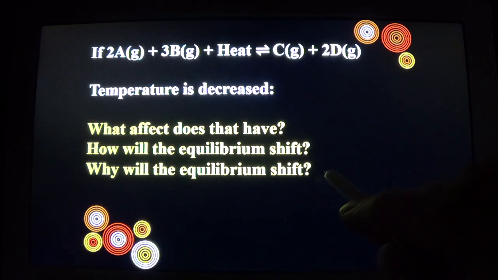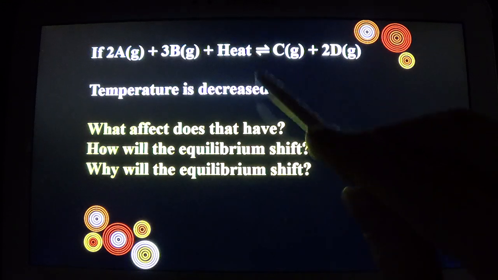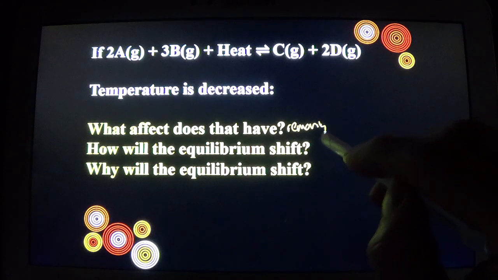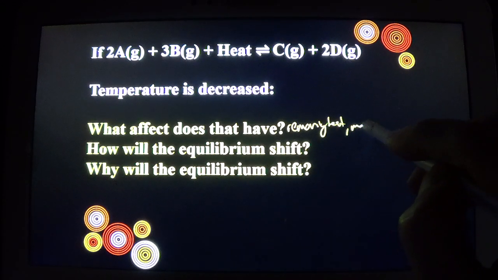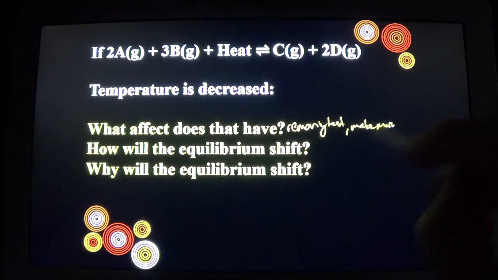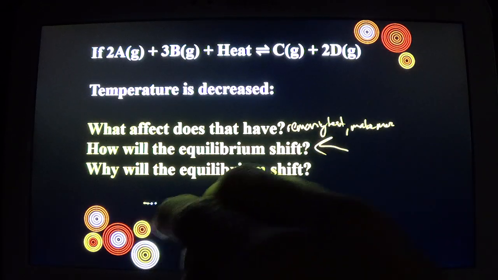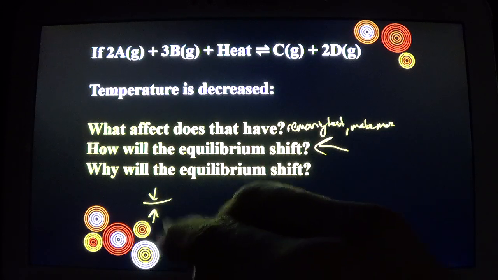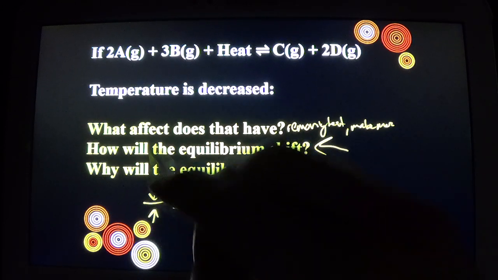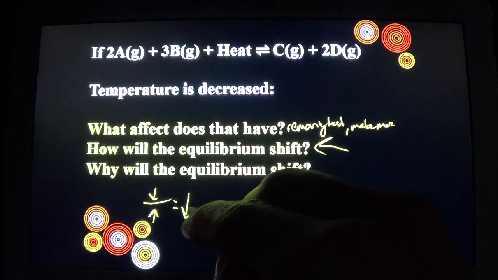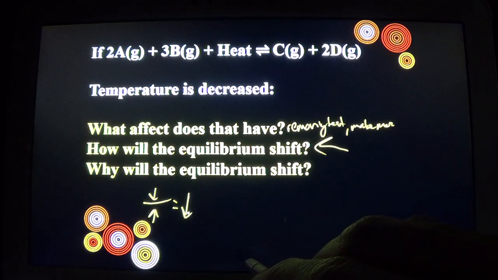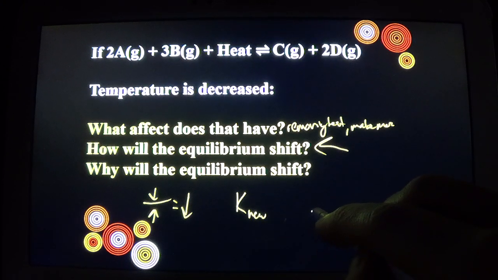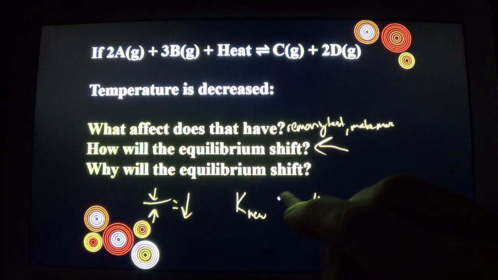Okay. All right, same one as before, but now temperature's decreased, so we are removing heat. So we need to make more. That would be a shift to the left. Now on my doodle, that means more reactants, less products, because I'm using products to make reactants. I'm going to get this right, I really am. Less of a number. So my K new compared to my K old is going to be less.